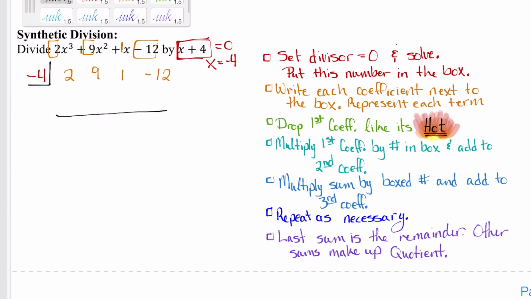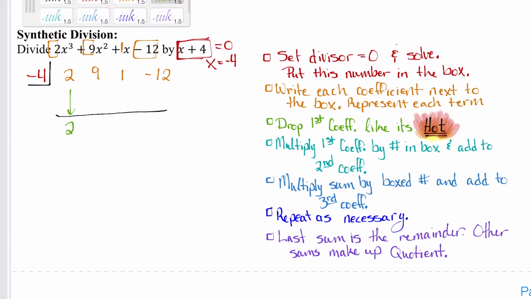Now that I have all of those written down, the very first coefficient, I'm going to drop it like it's hot. It's okay. You will eventually have to say it to me, my students, and it's going to be awesome because they're scarred for life. All right, so we drop our 2 like it's hot.